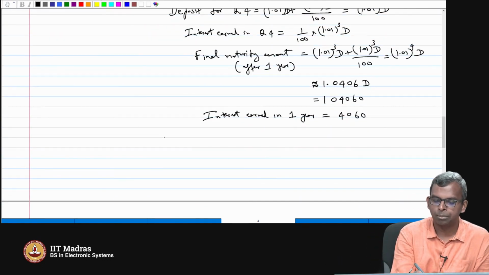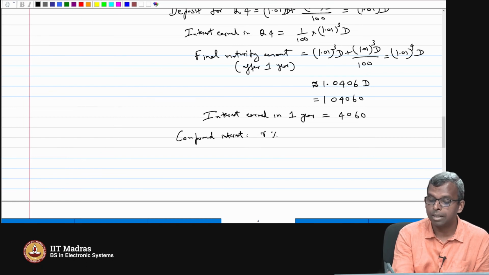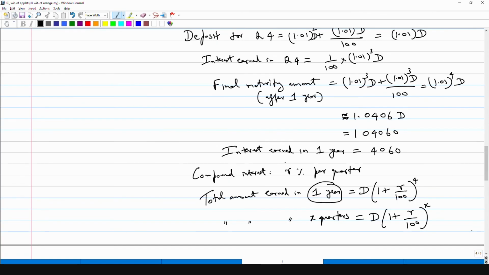So if you have compound interest of R% per quarter, the interest earned. So we see that in general, when you want to write the formula, the compound interest is R% per quarter. The total amount earned in 1 year is going to be D times 1 plus R by 100 raised to the power 4. The total amount earned in X quarters is going to be D times 1 plus R by 100 raised to the power X. Okay, so that's important.